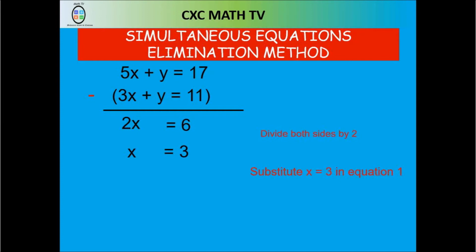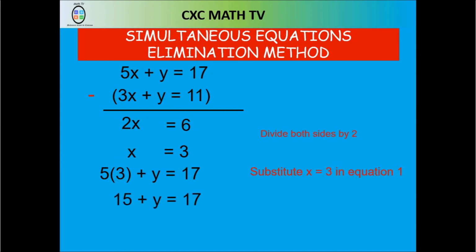Now, hold up. You don't have to substitute into the first equation. Alright? I am substituting into the first equation. You could substitute into the second equation. But in the first equation, I replace x now with 3. So 5 times 3 plus y is 17. And 5 times 3 is 15. So the equation becomes 15 plus y equal to 17.